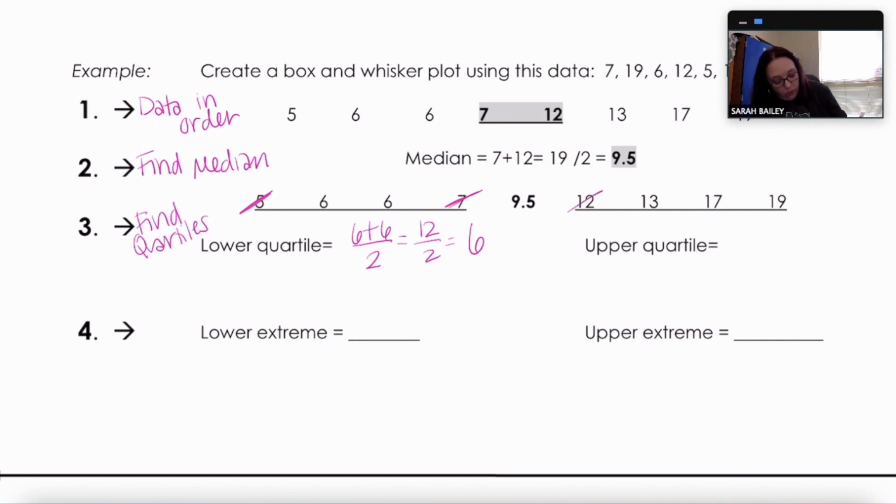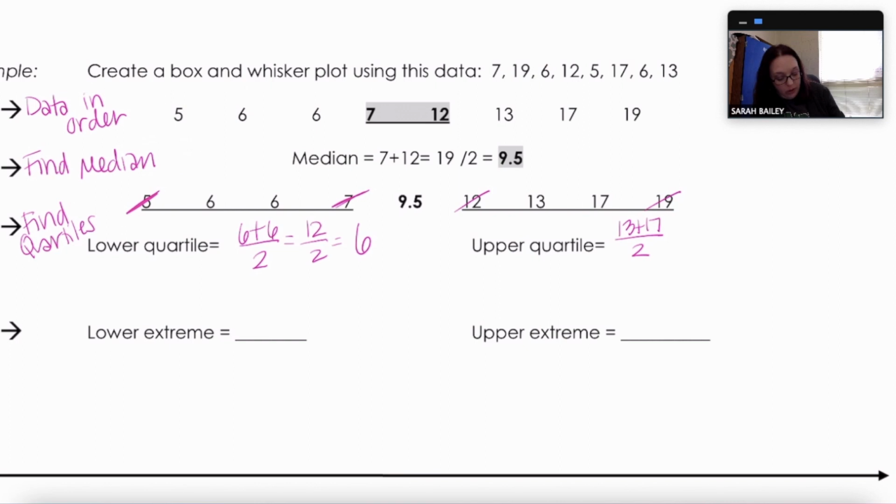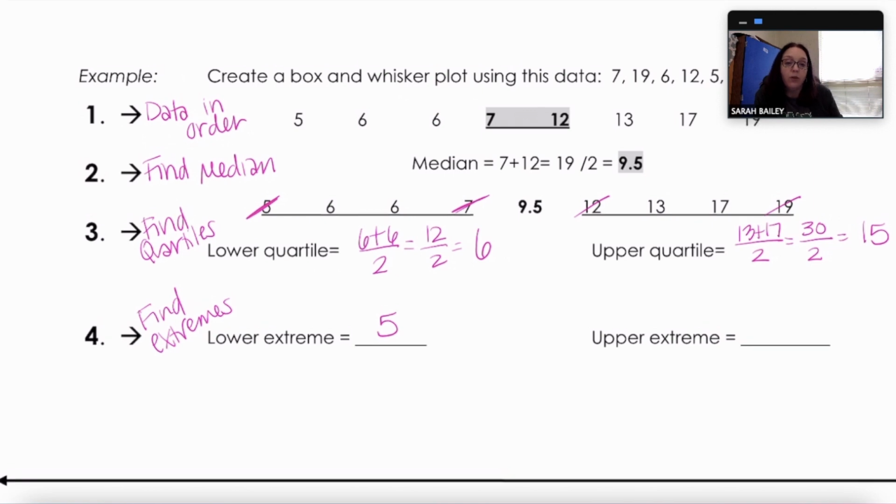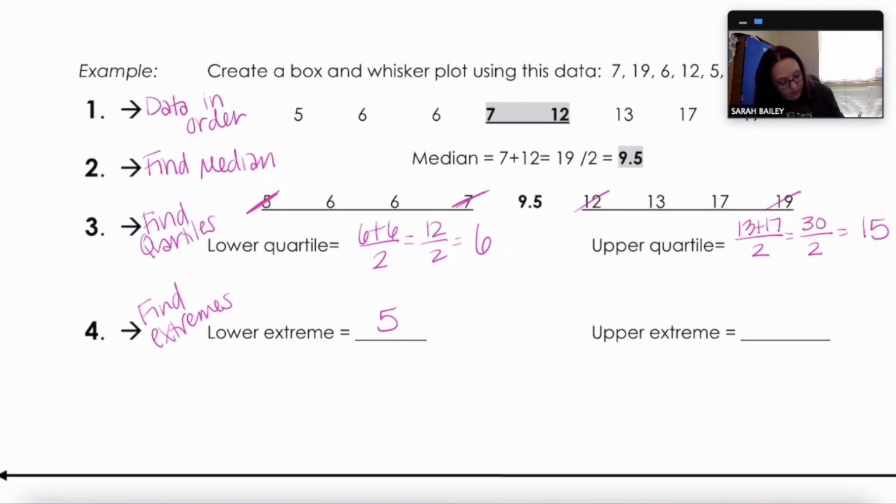For the upper quartile, I'm left with 2 in the middle again. So I'm going to have to do 13 plus 17 and then divide by 2. Well, 13 plus 17 is 30, divided by 2 is 15. So there are my quartiles. And then the final thing that I need to do is find the extremes. Remember, the lower extreme is the smallest number, which we know is 5, and the upper extreme is the largest number, which we know is 19.